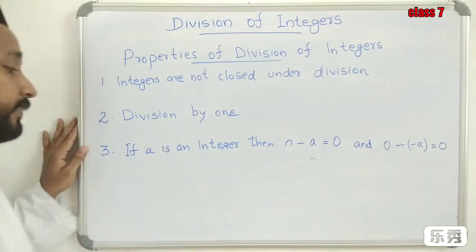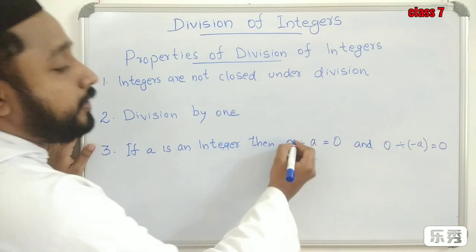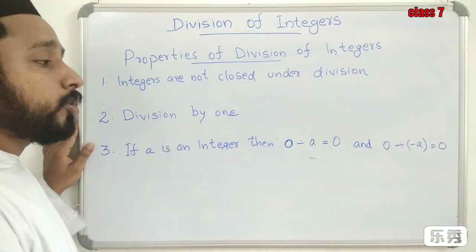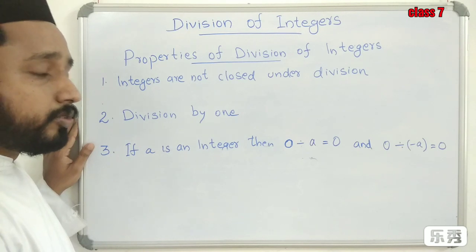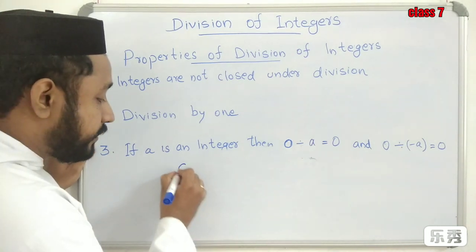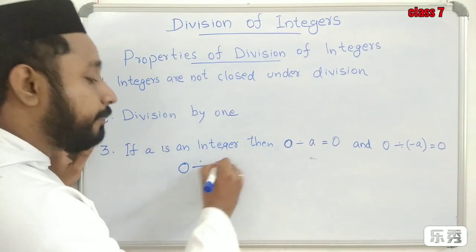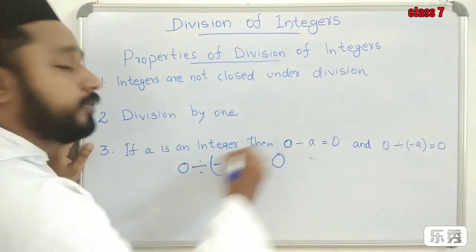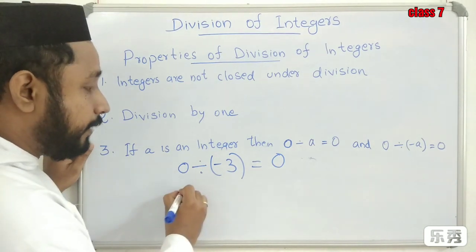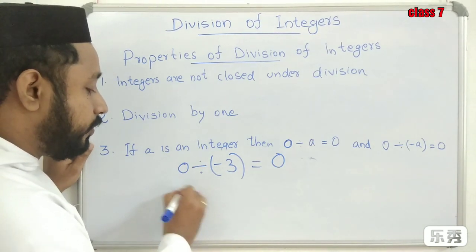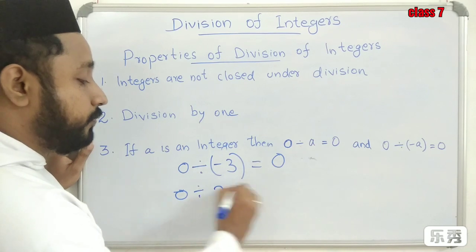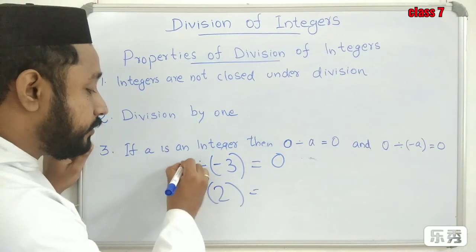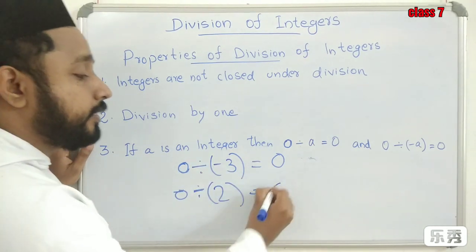The third property is, if a is an integer, then 0 divided by a is equal to 0 and 0 divided by minus a is equal to 0. So, for example, 0 divided by minus 3, the answer is 0. 0 divided by 2, positive 2, the answer is 0. When we divide 0 by an integer, the answer is 0.